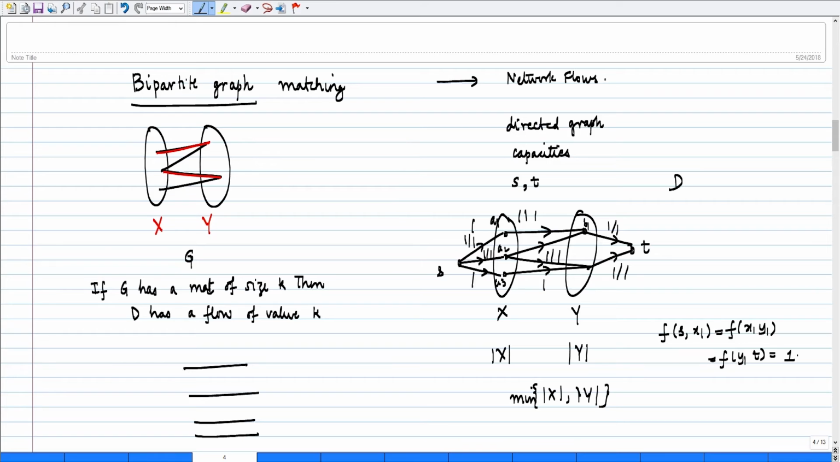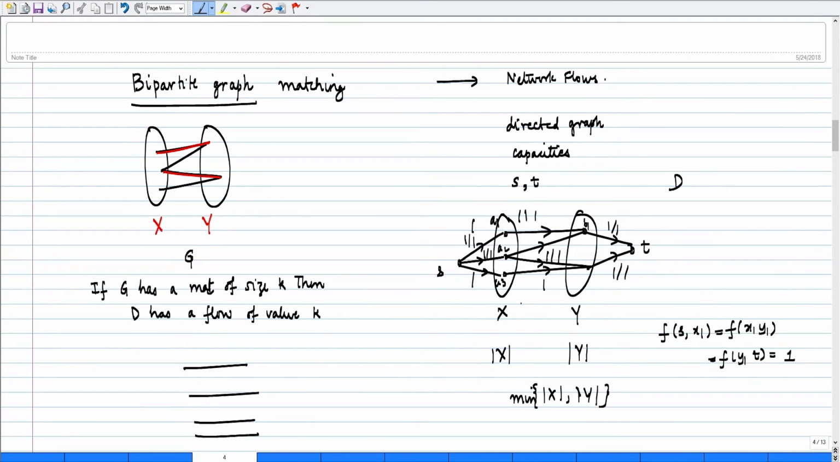So what does this show us? That you take any matching in this graph and I will be able to construct a corresponding flow which has value exactly equal to the value of the matching. Why is the value exactly equal? Because again, there are no incoming edges to S, only outgoing edges from S, and how many outgoing edges have 1 unit of flow? Exactly k, which correspond to the edges belonging to the matching, right? So this shows that if G has a maximum matching of size k, then D has a flow of value k. That's all it shows.